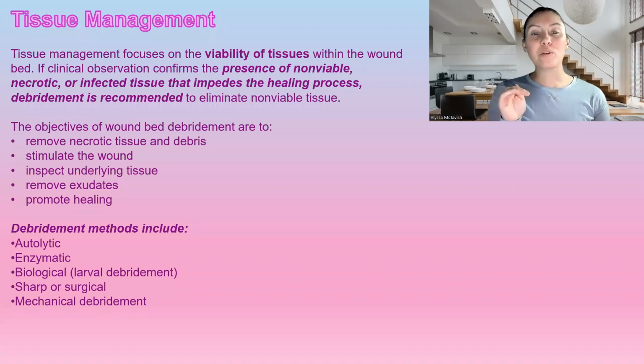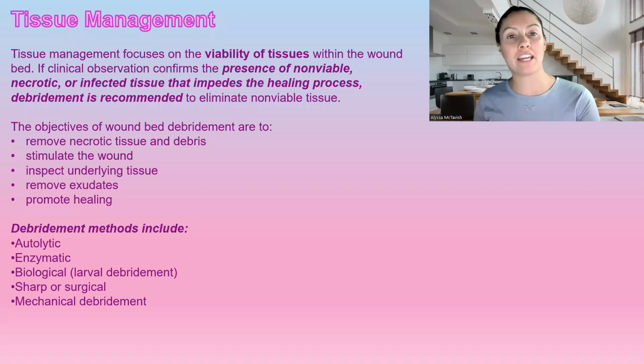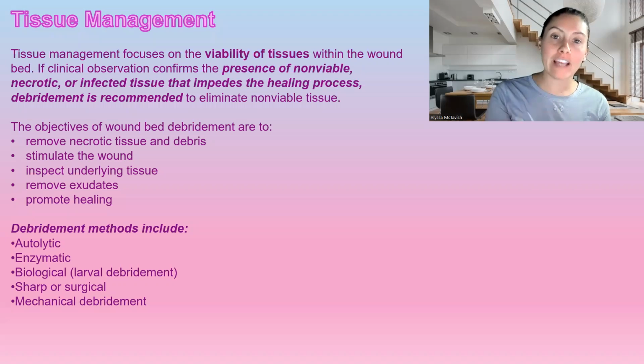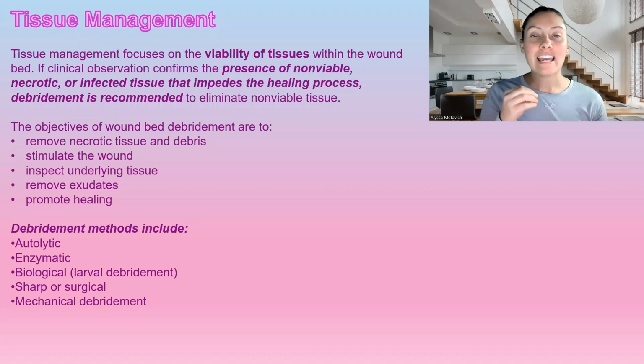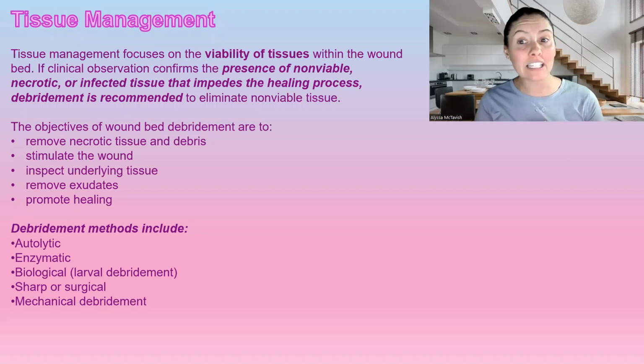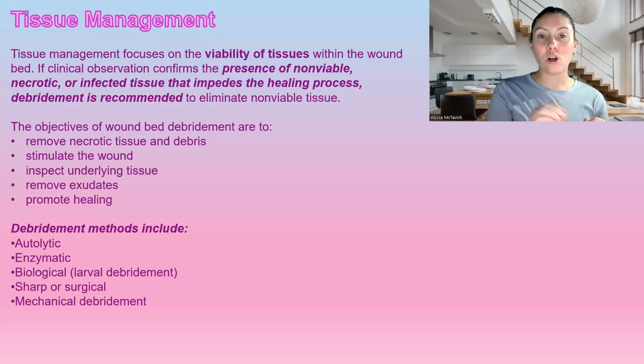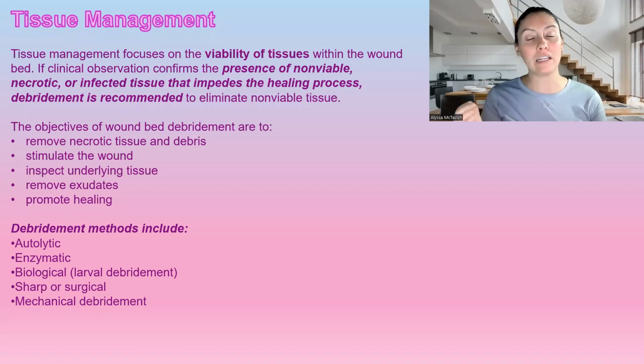So we're going to go through each step of TIMERS, okay? So the first one, the T, tissue management. So tissue management is focused on viable tissue, okay? Is the tissue viable, or is there presence of non-viable, necrotic, infected tissue that is slowing down or stopping the healing process? If this is the case, then debridement is recommended.